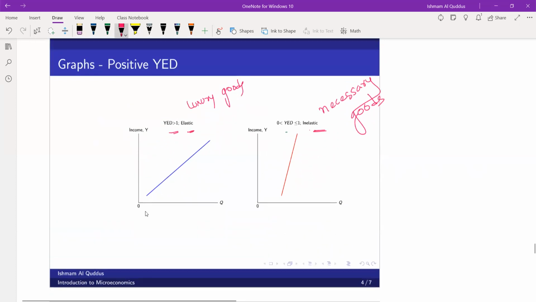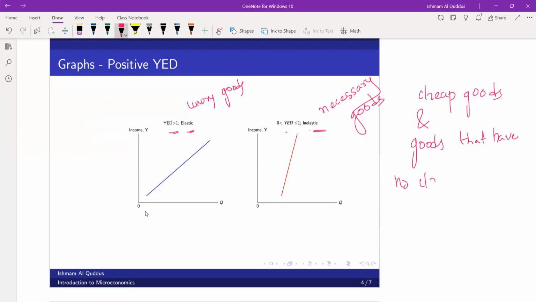And also I want you to think of this: besides necessary goods, cheap goods and goods that have no close substitutes, that is, other options, these goods tend to be more inelastic.